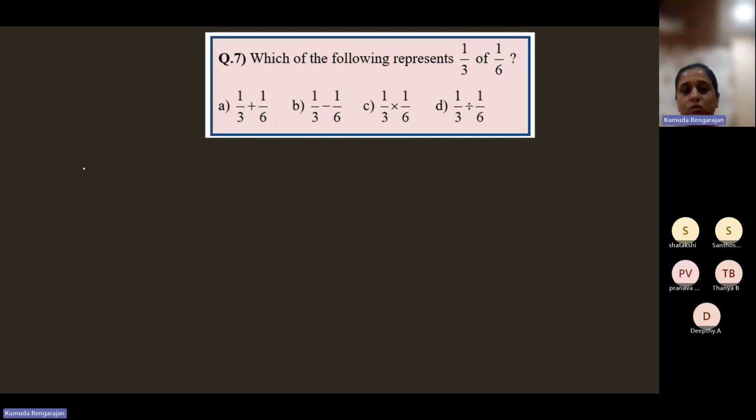Which of the following represents 1/3 of 1/6? We know that the of operator stands for multiplication. So 1/3 of 1/6 means 1/3 × 1/6. And that is in option C. We have this answer in option C. The of operator stands for multiplication. So 1 by 3 of 1 by 6 means 1 by 3 into 1 by 6.